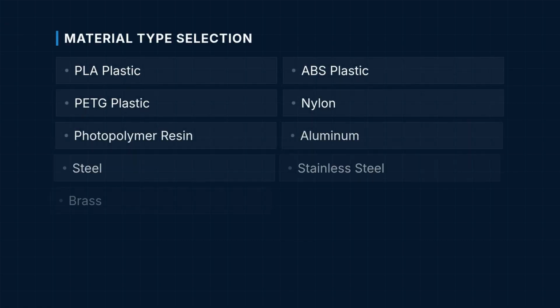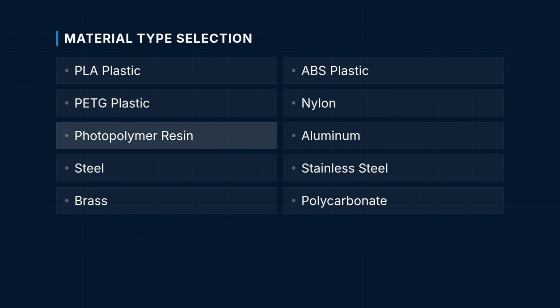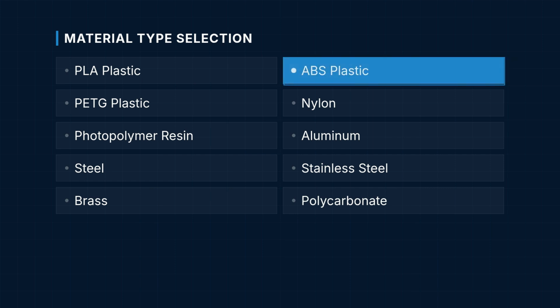Next, choose your material type. Available materials include PLA plastic, ABS plastic, PETG plastic, nylon, photopolymer resin, aluminum, steel, stainless steel, brass, and polycarbonate. I'll choose ABS plastic. Finally, enter your feature size in millimeters, which represents the dimensional size of your part feature.